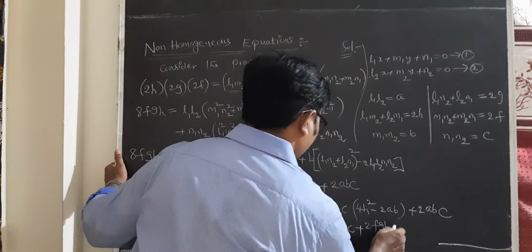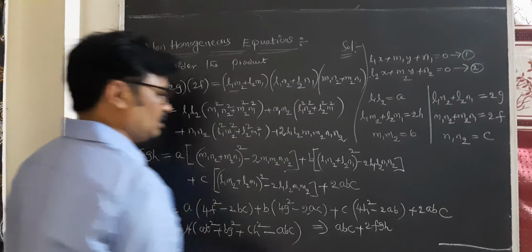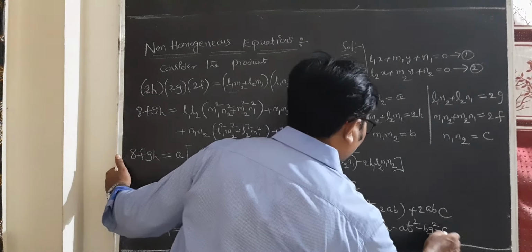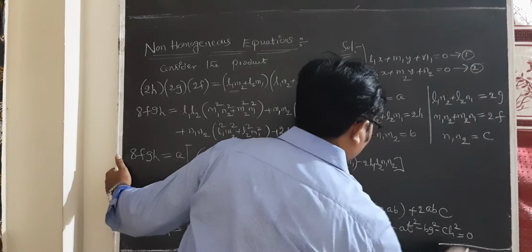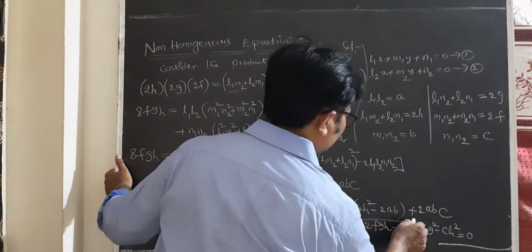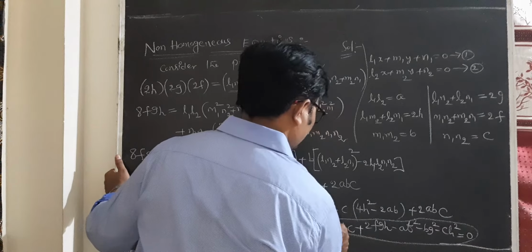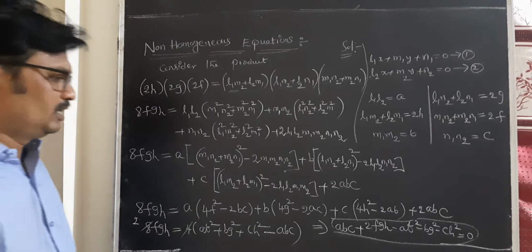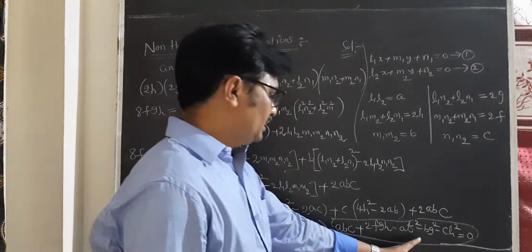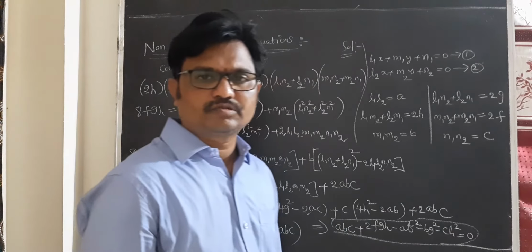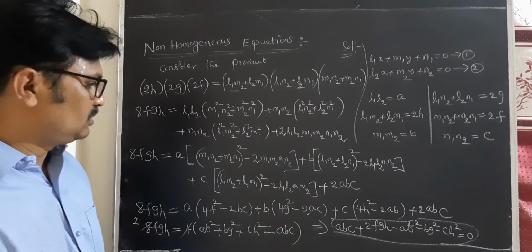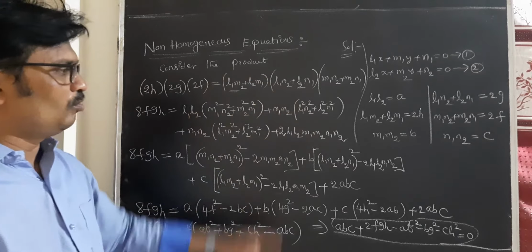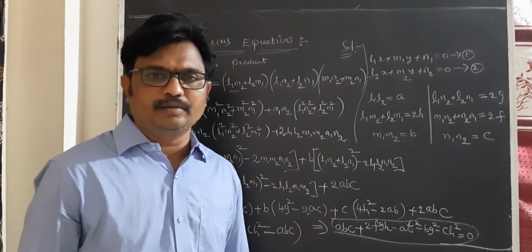2fgh plus af square is the minus of af square minus bg square minus ch square equal to 0. This is, students, abc plus 2fgh minus af square minus bg square minus ch square equal to 0. This is the proof for the second degree non-homogeneous equation representing a pair of lines.